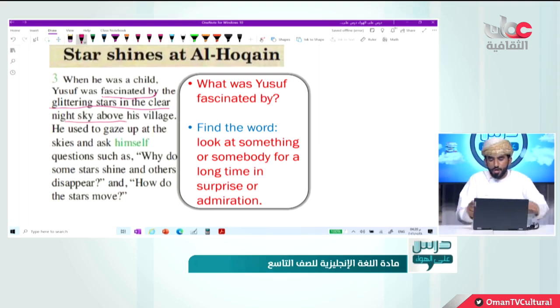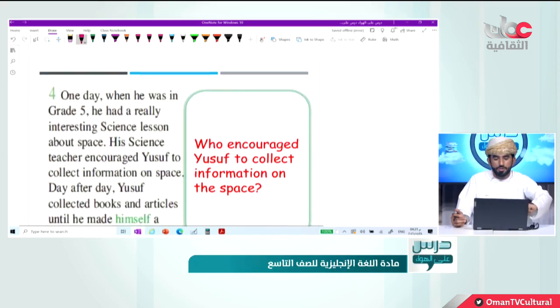Find the word again. Look at something or somebody for a long time in surprise or admiration. So which word is it? To gaze up. Excellent. To gaze. To gaze at something. To gaze up. It means you look at something because you admire it, in surprise or admiration. Okay? Going to number 4.